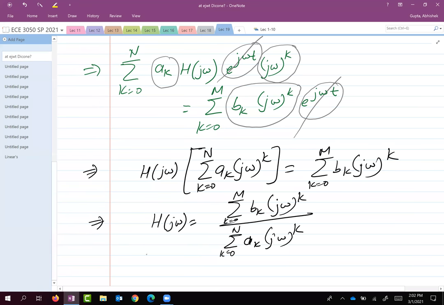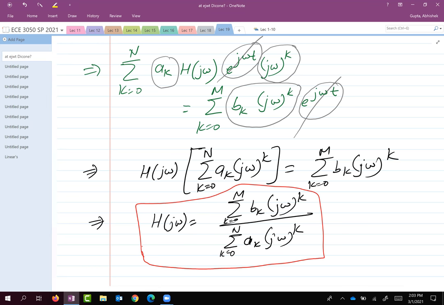This is one way to compute H of j omega. And this is the method we had introduced in one of the earlier classes, perhaps 2 or 3 weeks ago. Okay, any question on this method? Fairly straightforward method. All right.